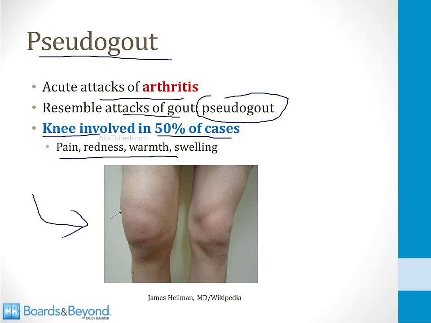And gout can also involve the knee, so the only way you can differentiate the two is by aspirating the fluid and sending it for tests, which we'll talk about in a minute. And always keep in mind that if you see a board question describing an acute onset of arthritis of the knee, the three things you should think of are gout, pseudogout, and septic arthritis, and they can all be differentiated by analysis of the synovial fluid.